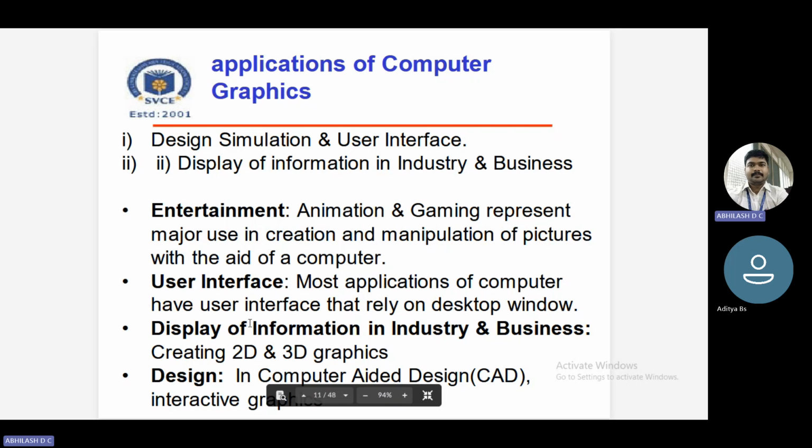The third one is display of information in industry and business, creating 2D and 3D graphics. Very important. We can generate two-dimensional and three-dimensional imaging using graphics. So what is this 2D imaging? Whatever models we can draw in the 2D plane come under the generation of 2D objects.